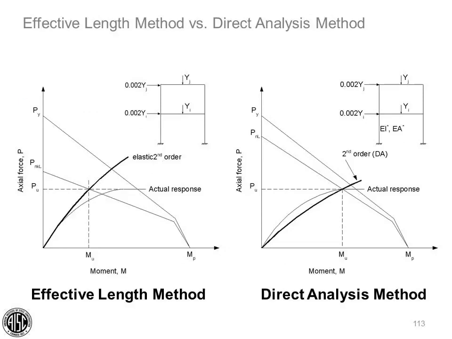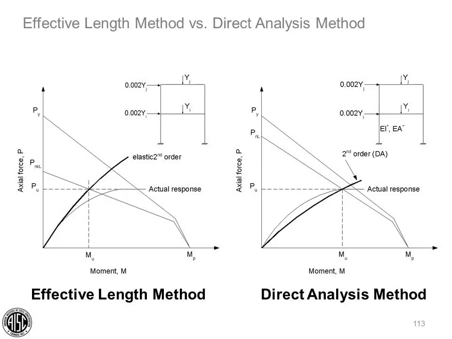Recall the difference between the effective length method and the direct analysis method. Both methods have notional lateral loads applied in the gravity combinations, and both methods employ a second-order analysis, but the effective length method uses the nominal unreduced properties, while the direct analysis method uses the reduced stiffness.